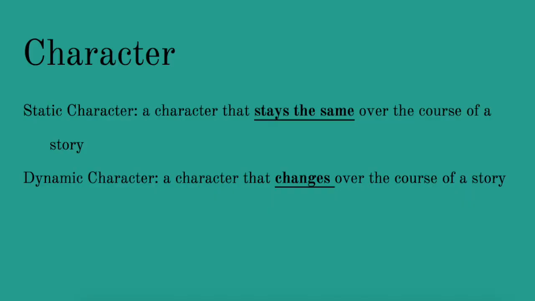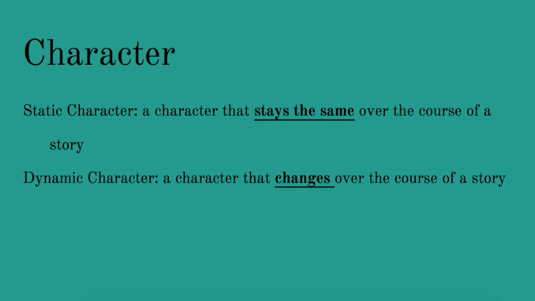Two final ways we can categorize characters is as either a static character or a dynamic character. A static character is a character that stays the same over the course of a story. So this will be a character that from the beginning of the story to the end of the story doesn't change. They don't learn any lessons, they don't grow, they don't gain any new skills. They're pretty much exactly the same.